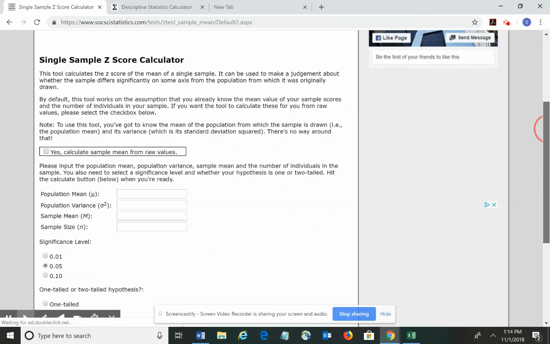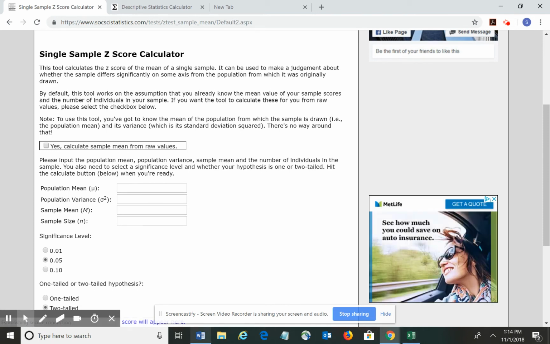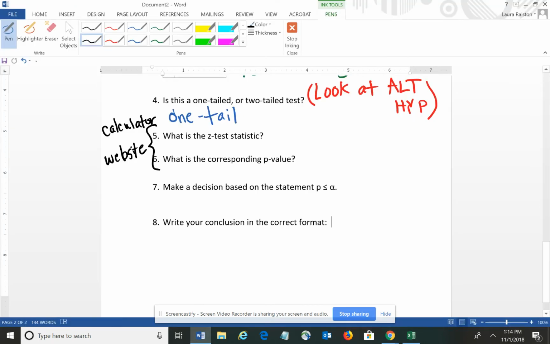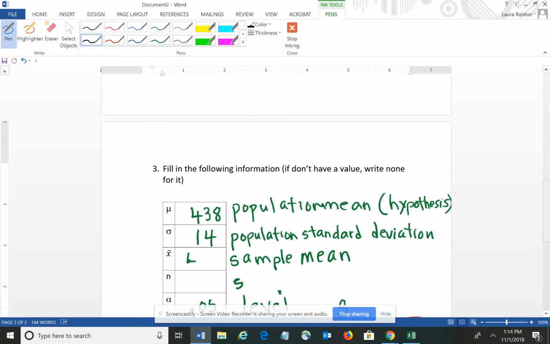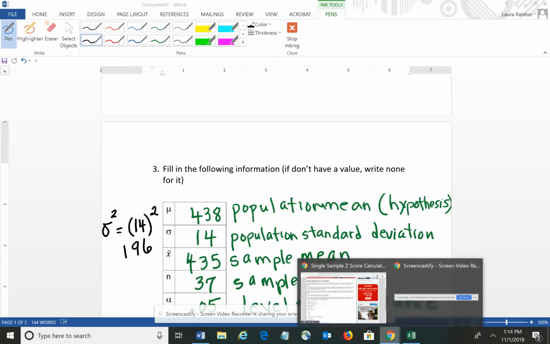And then I need to enter the information. Now, one little catch here when entering the information is on the website, they request the variance instead of the standard deviation. To find the variance, you have to square the population standard deviation. So in this case, if I square 14, I get 196. So all the information I need is there in my table.